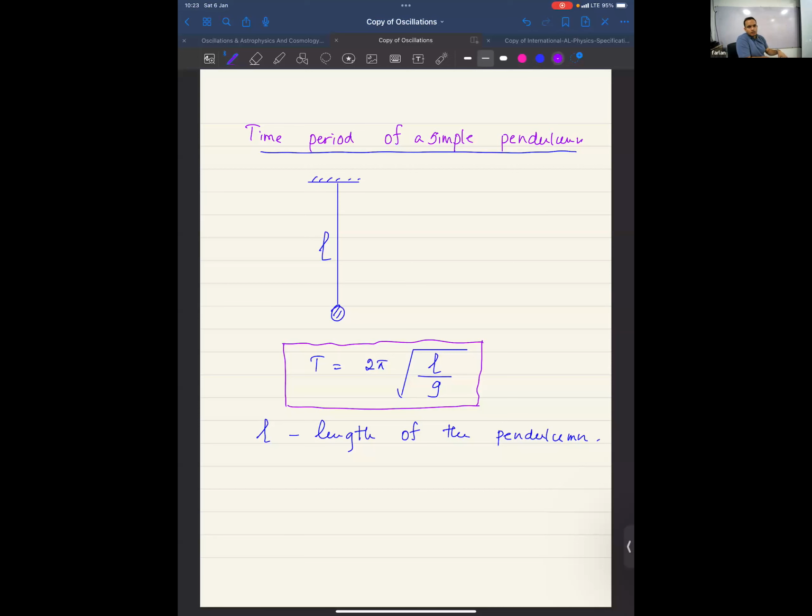Okay. So again, it doesn't depend on the amplitude. Whether you move it 1 centimeter to the right or 2 centimeters to the right, it doesn't matter. As long as it is a simple harmonic motion, the time period will only depend on the length and the gravitational acceleration. If you increase the length, the time period will increase. Okay. Take it down.